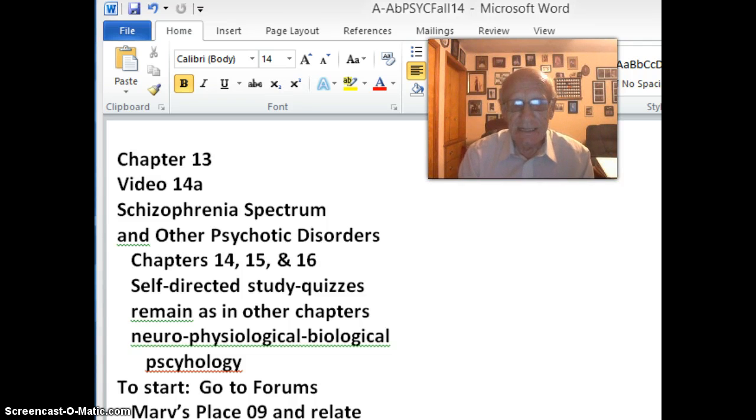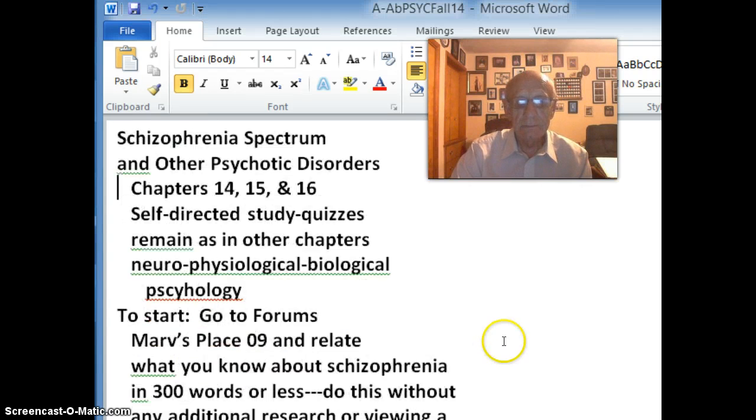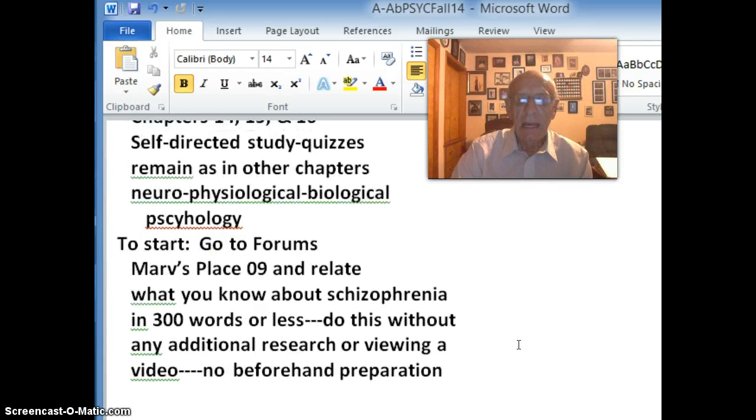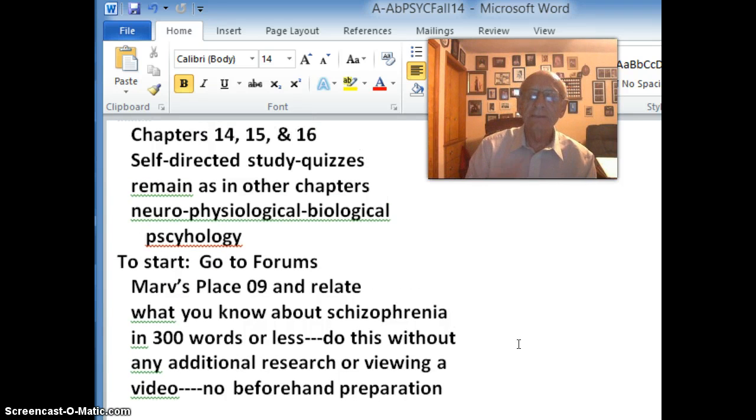Okay, what we're looking at here is schizophrenia. It's a psychosis, yes. And a psychosis is a severe disorder involving the mental capacity of an individual. So we're going to start out a little bit differently, and I hope that you go along with this. I really do. Go to Marv's Place, 09, and relate what you know about schizophrenia in 300 words or less. I don't even want 1,000 or 2,000 words about schizophrenia. I want you to tell me what you know about schizophrenia in 300 words or less, and do this without any additional research.